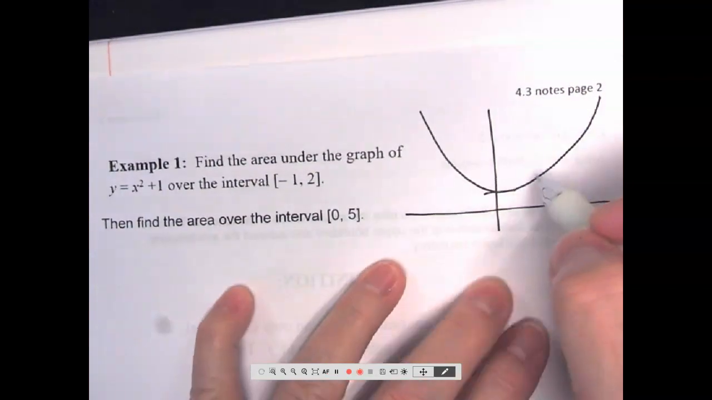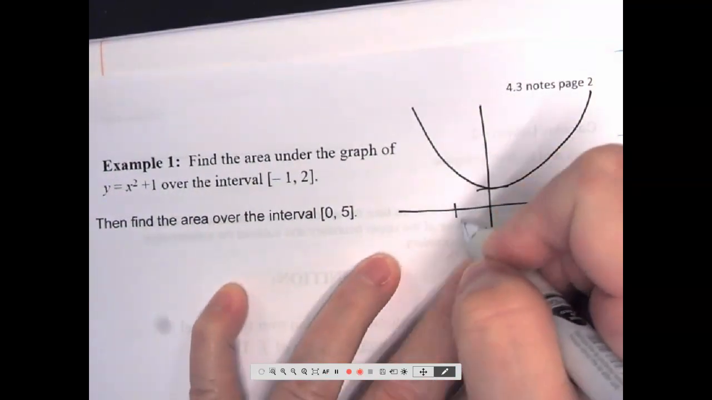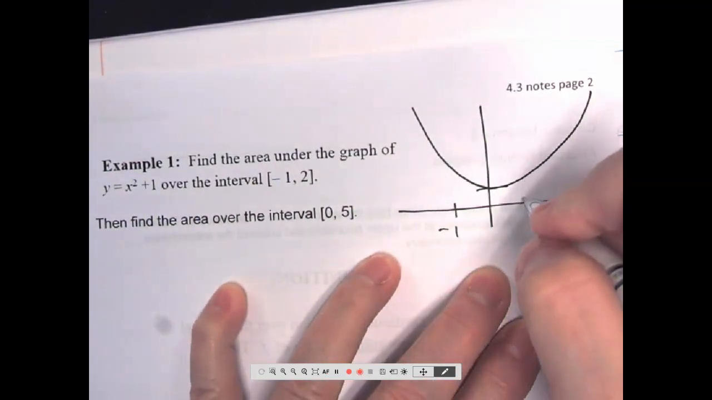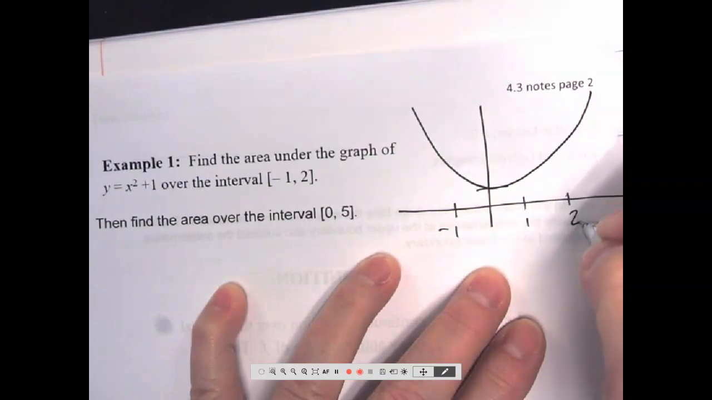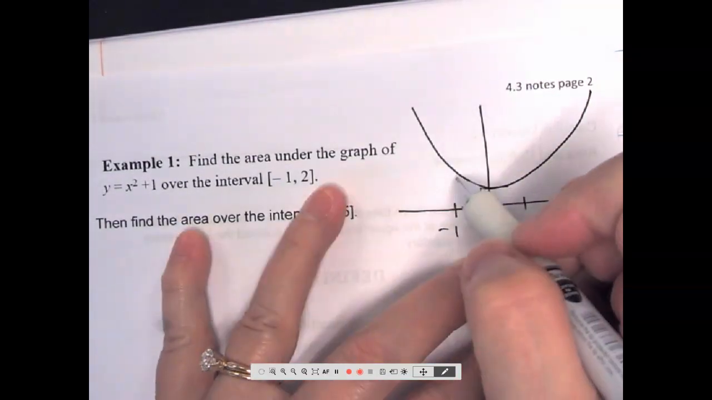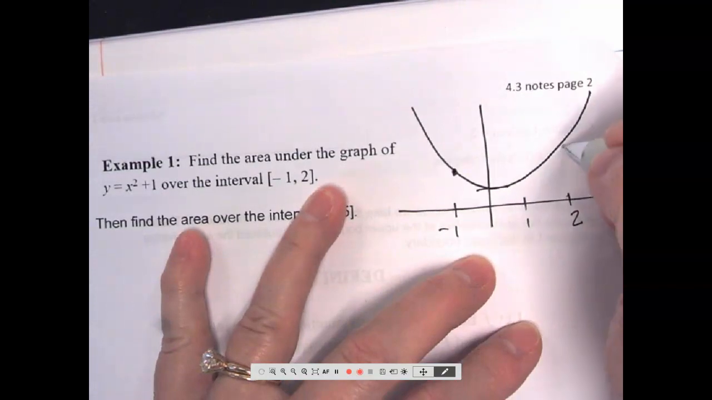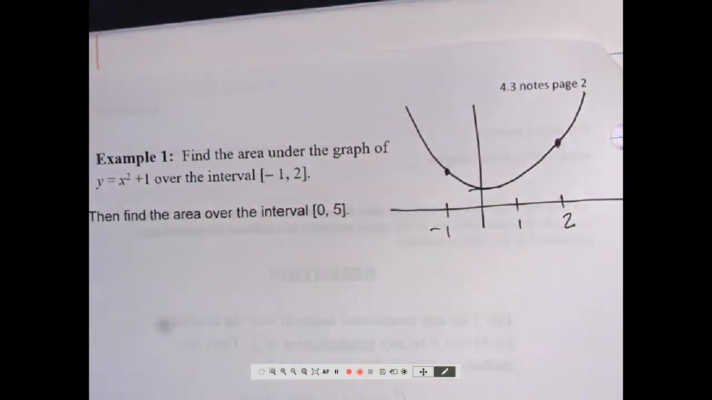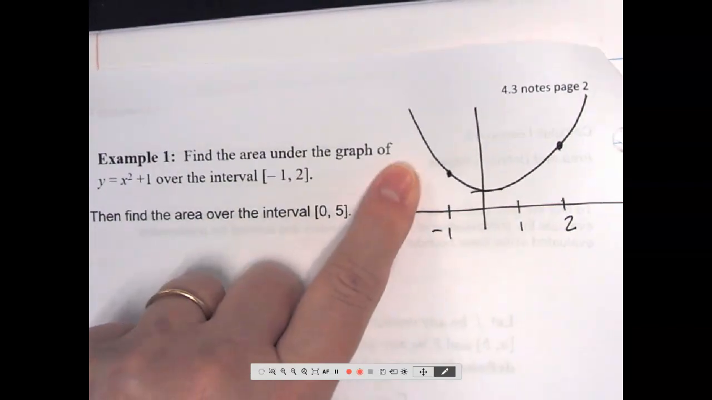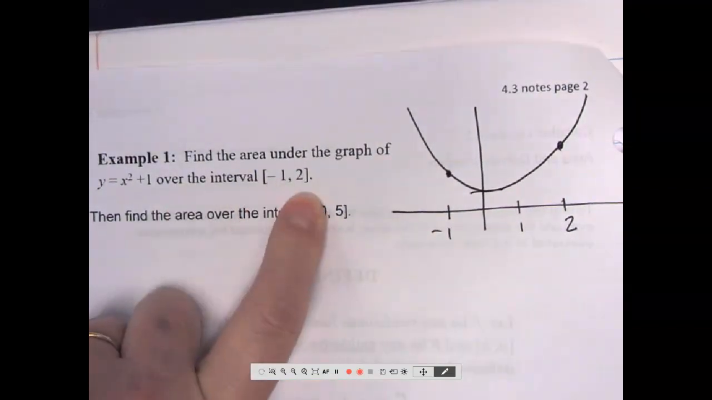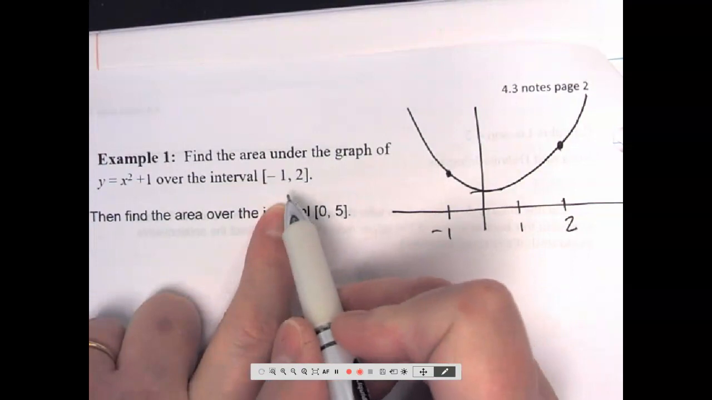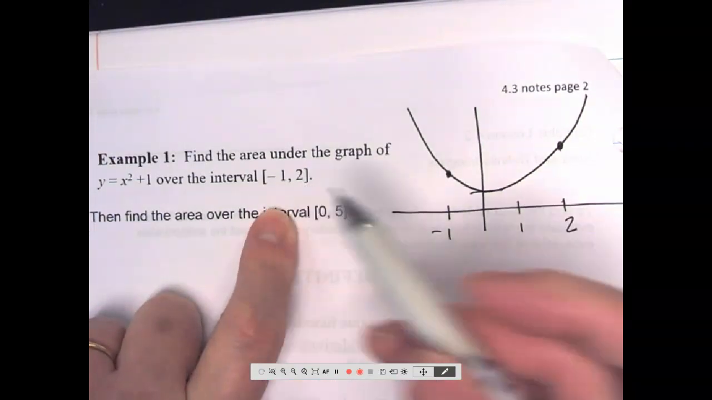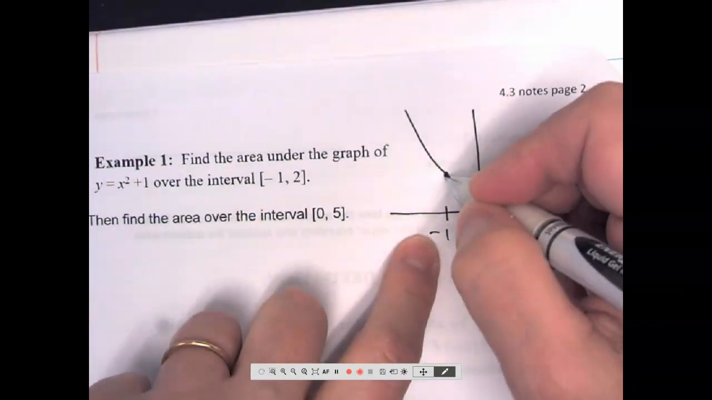Okay, let's go to -1, 1, 2. Okay, so I have this point to this point. I want the area under the graph between -1 and 2. This is a lower x value and this is an upper x value. So this is where you cut off the area.